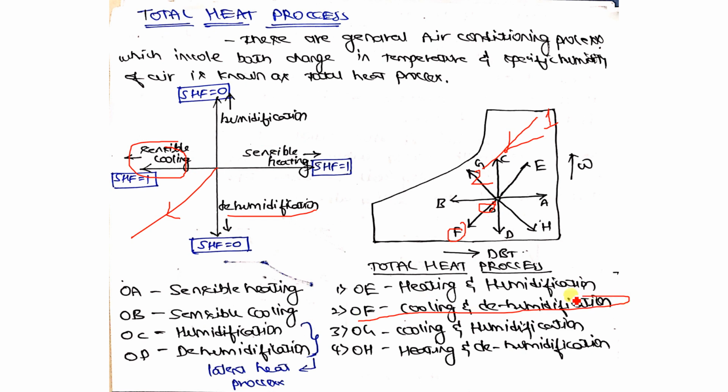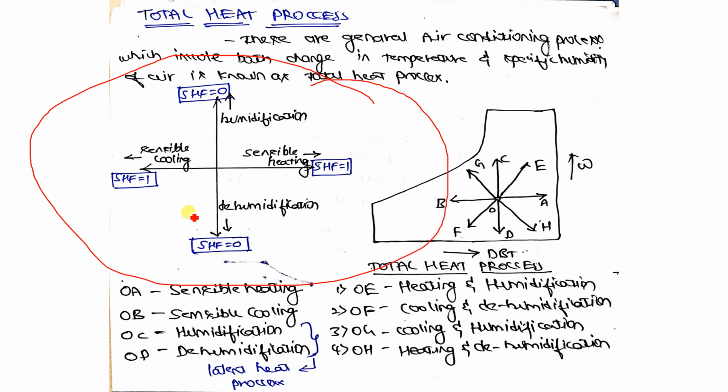All you need to remember is this particular figure here. This particular figure is very important to understand this. So, what is the positive side of the x-axis? It is sensible heating. Negative side of the x-axis is sensible cooling. Positive of y is humidification, and negative of y is dehumidification process.